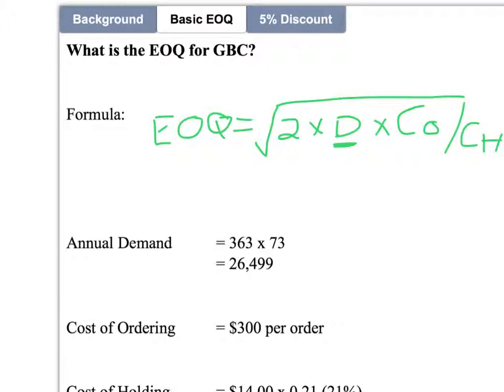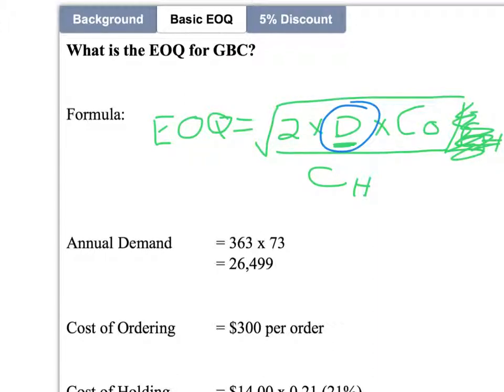Now, in some instances and many books that you will read, you won't see it set up that way. You'll see the whole formula divided by the cost of holding. Both mathematically work out to be the same, so don't be intimidated by either formula. I think the hardest part in this entire formula is remembering that demand is annual demand. It's not daily demand, it's not weekly demand. For this formula for EOQ to work, we need you to calculate it based on annual demand.